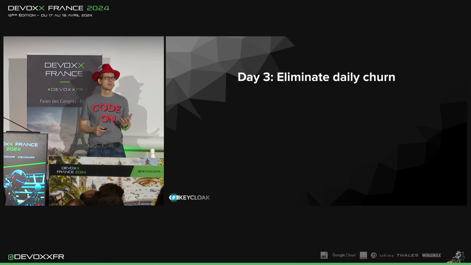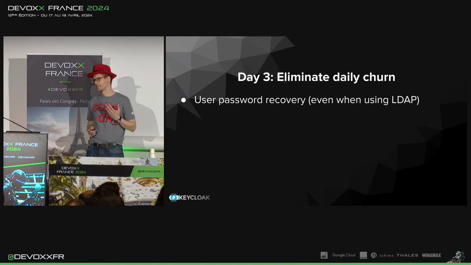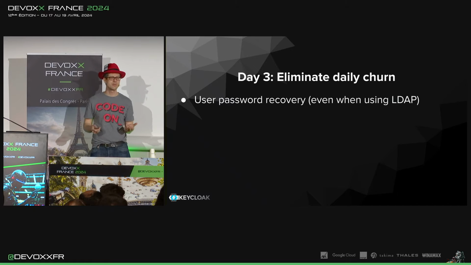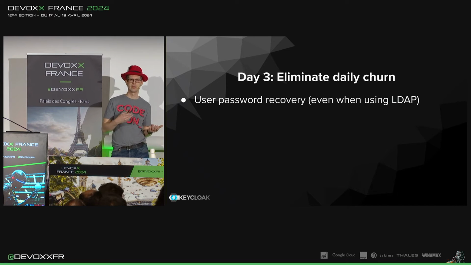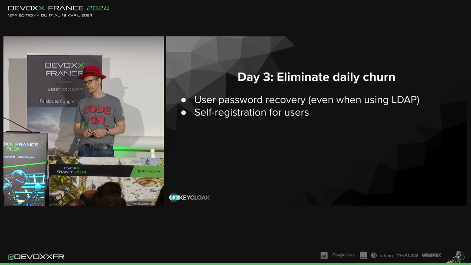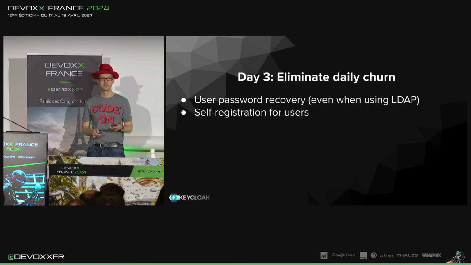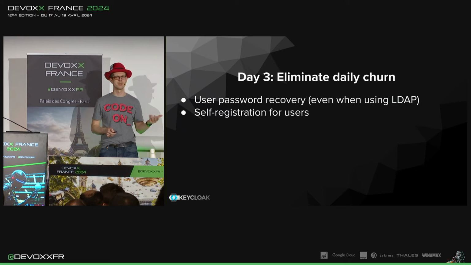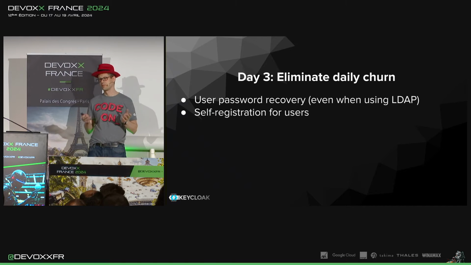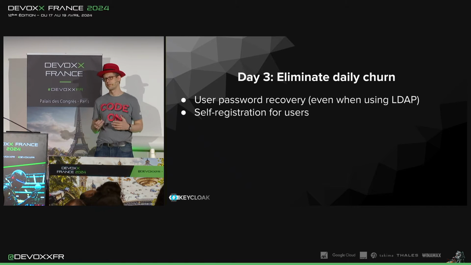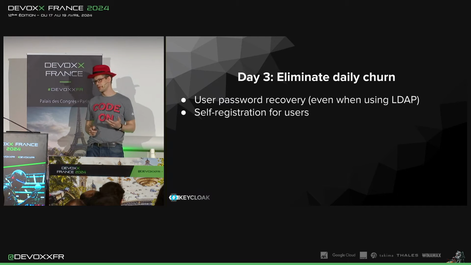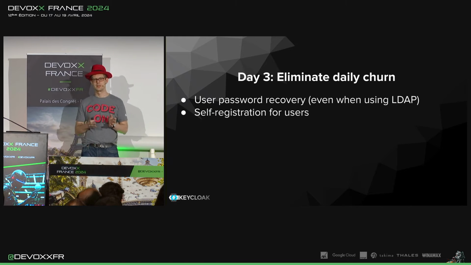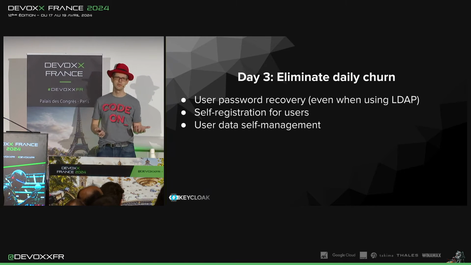Day 3 is then about eliminating churn. So user password recovery. Even if you store your users in LDAP, Keycloak can do the recovery flow, send out an email with a link, people click on it, and do all the password reset. That works. You can have user self-registration, so Keycloak presents a screen where people can fill in the data that you need. It even got better in Keycloak 24. With declarative user profiles, you really can customize that screen for user self-registration and user self-data management.